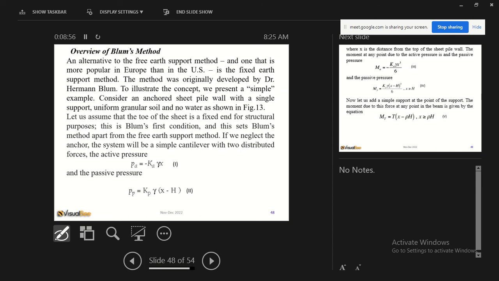So an alternative to the free earth support method, which I think we already talked about, and one that is more popular in Europe than in the US, is the fixed earth support method, which we also already talked about. So the fixed earth method is actually Blum's method. To illustrate the concept, we present a simple example. This was developed by Dr. Herman Blum. So this is a fixed earth method actually.